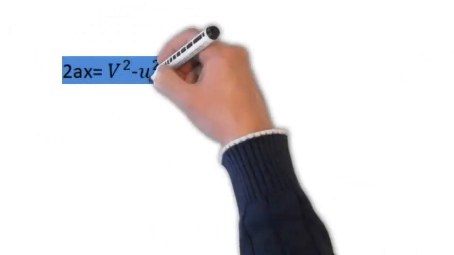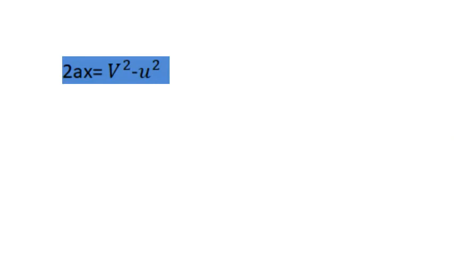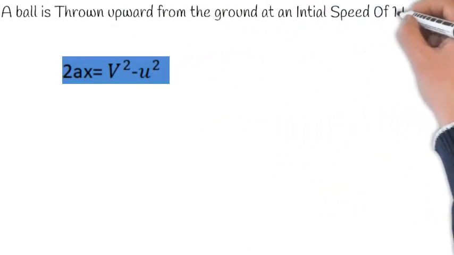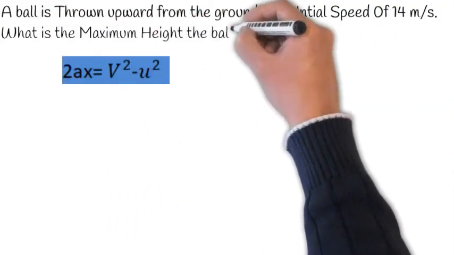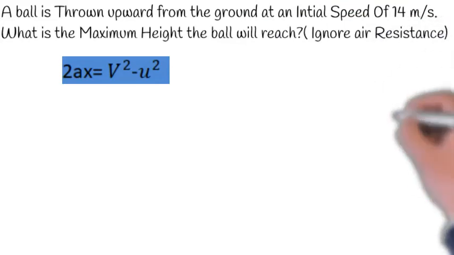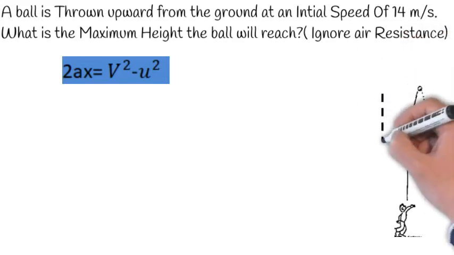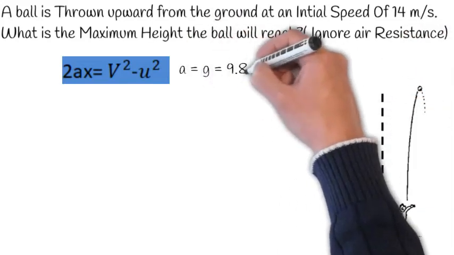The body slows down. Another equation we have seen before: 2ax is equal to v squared minus u squared. Now we have the question: a ball is thrown upward from the ground at an initial speed of 14 meters per second. What is the maximum height the ball will reach? Ignore air resistance.